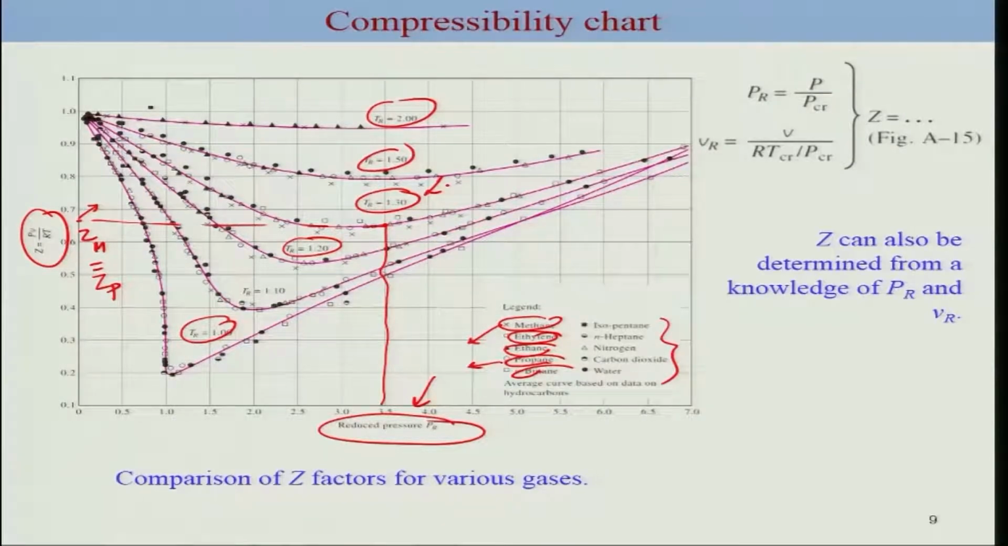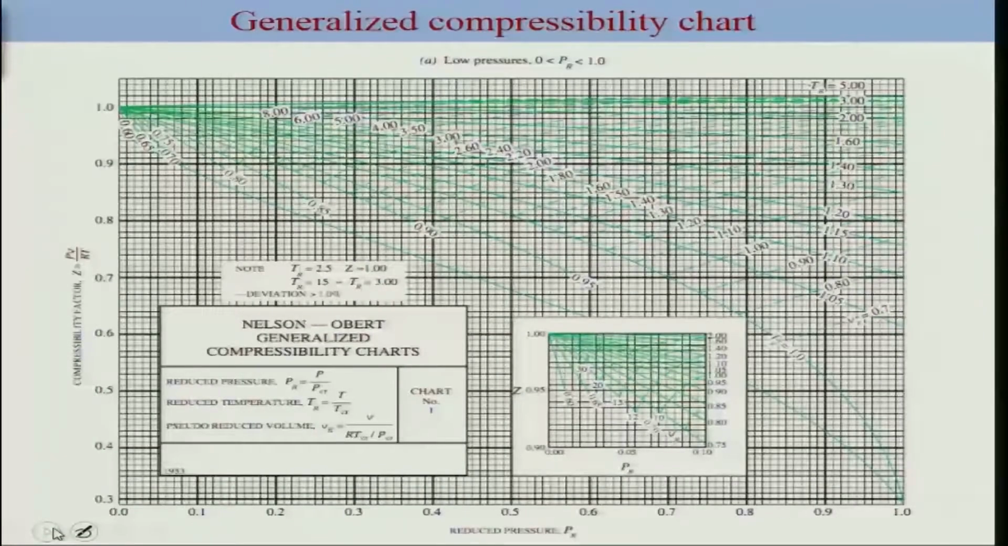So based on this, you can do calculations, obtain the Z values, and find out the deviation from ideality. Z can also be determined from the knowledge of PR and VR. That's what we said, so VR can be used to calculate. The figure A15 in the appendix of the textbook contains a more rigorous kind of plot, which is based on what I showed in the previous slide and made use of some rigorous fitting, and this is the chart which we commonly use.